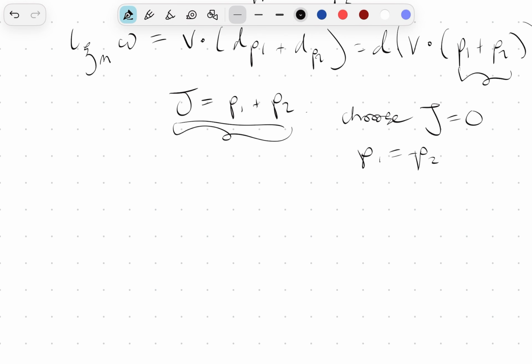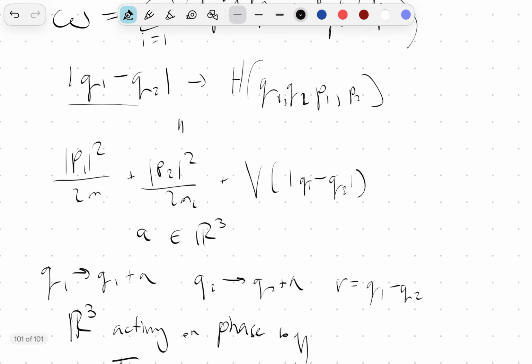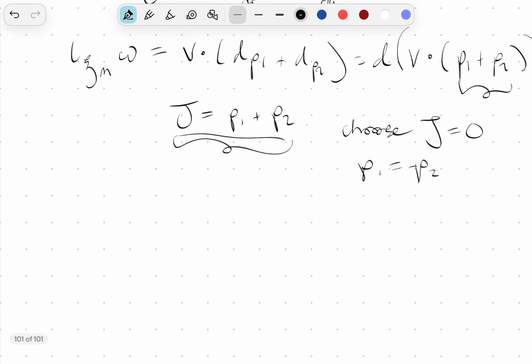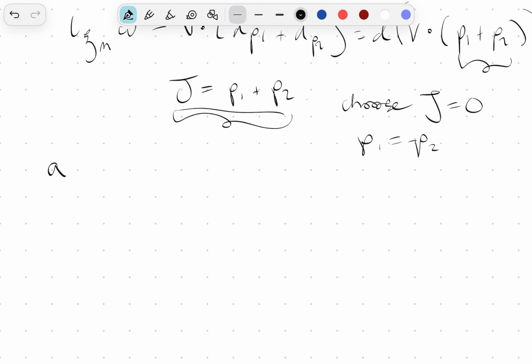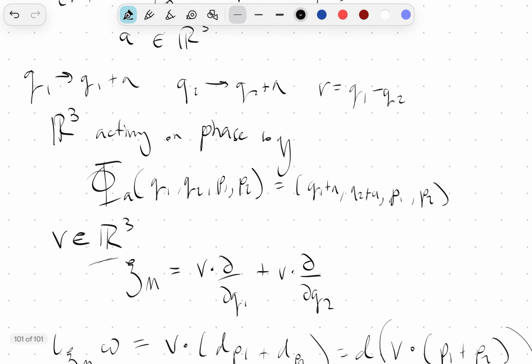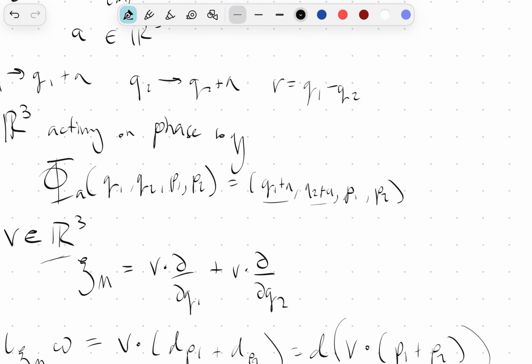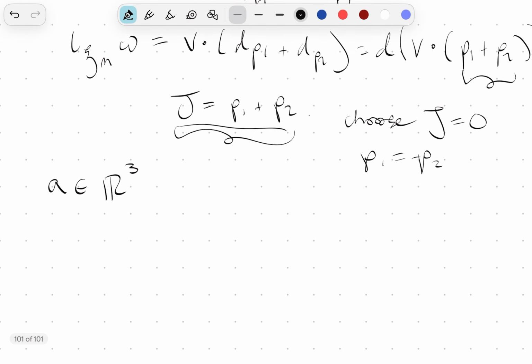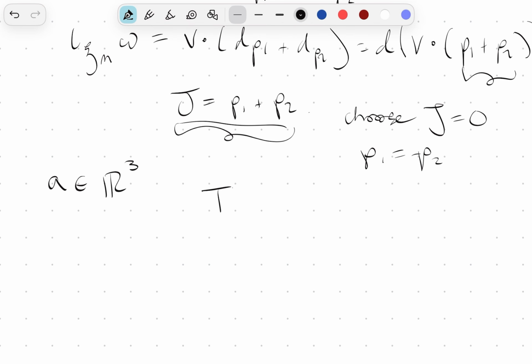P1 should be equal to negative P2, or vice versa. The translations are still present, in that we're going to move the whole pair of particles together, but we're going to take the quotient of the action by A. We're going to quotient out the symmetry that we had here, and the resulting reduced phase space is going to be diffeomorphic to this cotangent bundle of the relative coordinate.